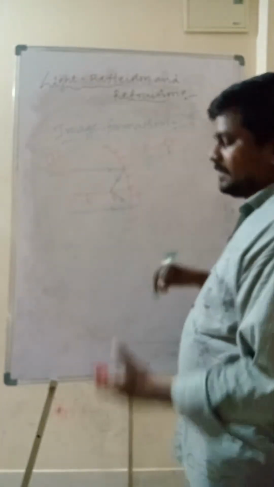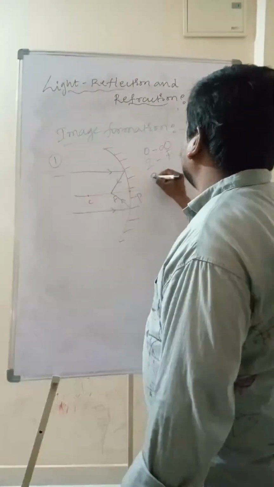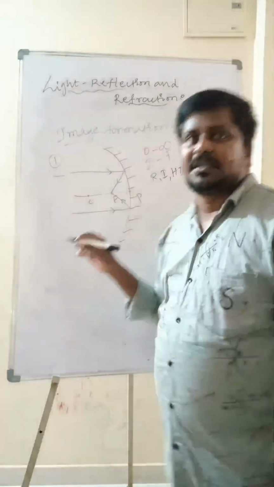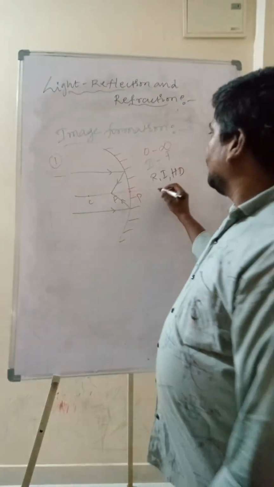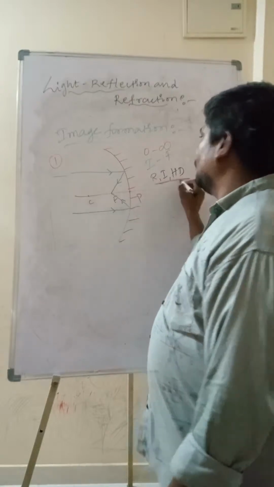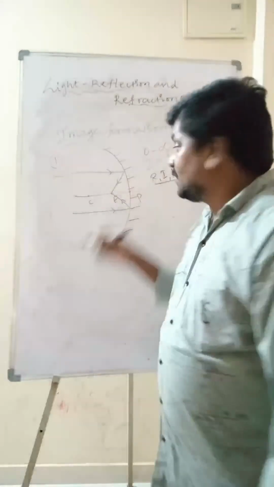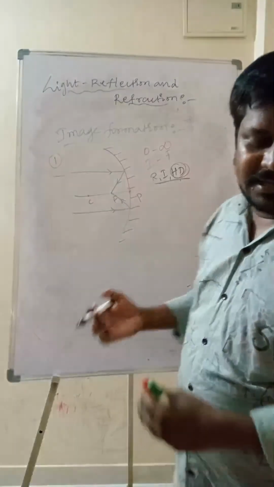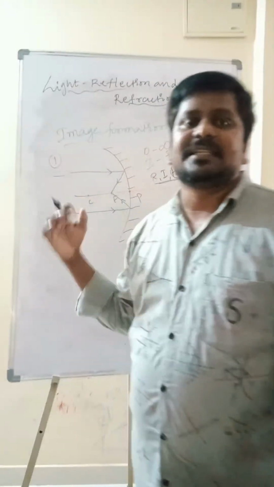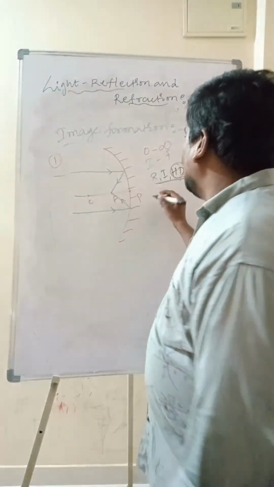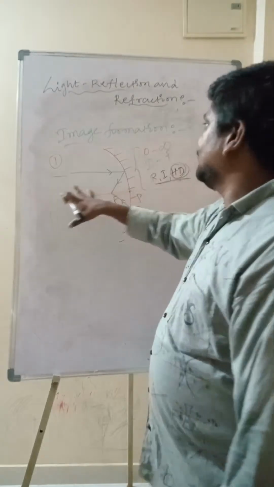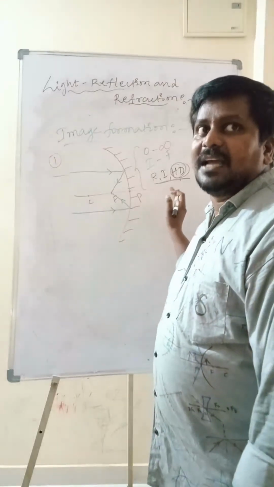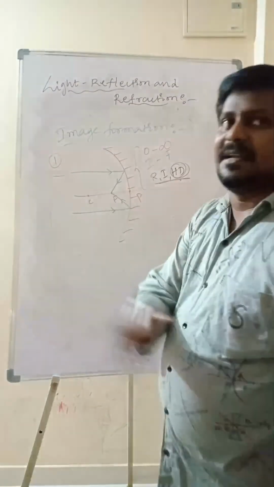What is the nature of the image? Real, inverted and highly diminished. Highly diminished is the size of the image, and real inverted is the nature. So this is about the object at infinity: the image is formed at focus, the nature is real inverted, and the size of the image is highly diminished.